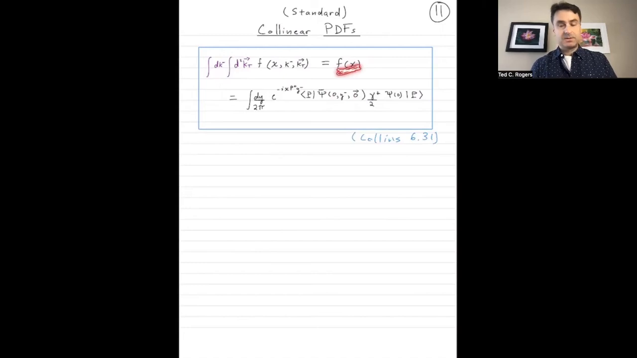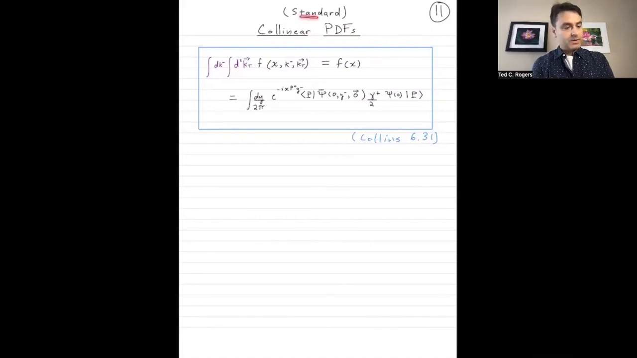And this parton density only depends on the light cone plus direction, the light cone plus momentum fraction x. And this is by far the most standard definition that you will see in textbooks, papers, whatever, for the basic unpolarized parton density. And again, to see an example of it in a textbook, I reference Collins equation 6.31 here, so you can compare what I've written here with what is in at least one textbook.